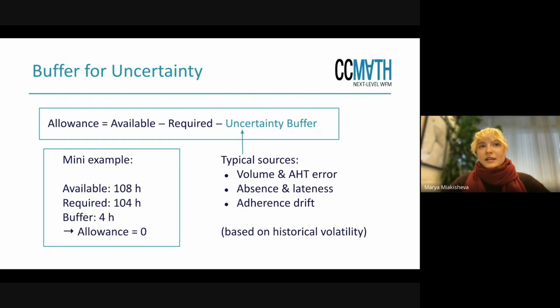108 hours is the total amount of agent hours available. We have a required 104 and a buffer of 4 hours in this case. And you can imagine that perhaps you shouldn't be letting people go on vacation in this case, especially if we are talking about a moment with higher risks, etc.